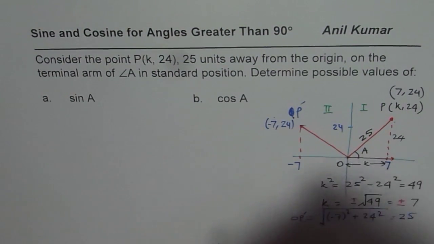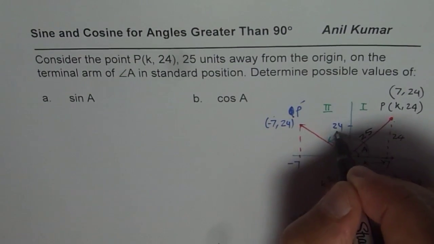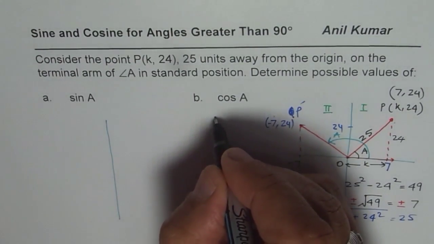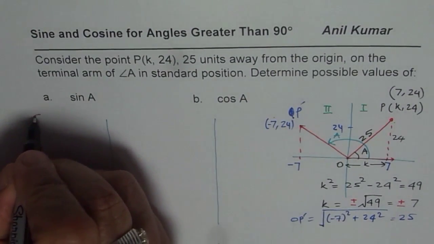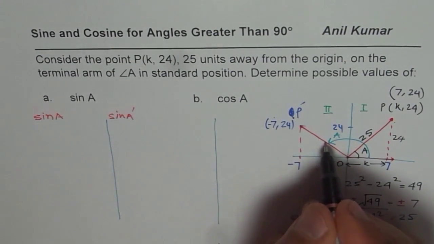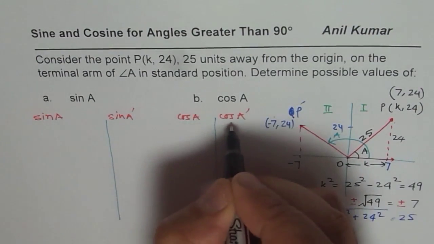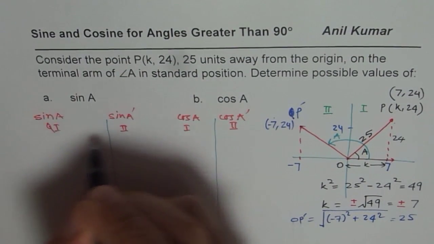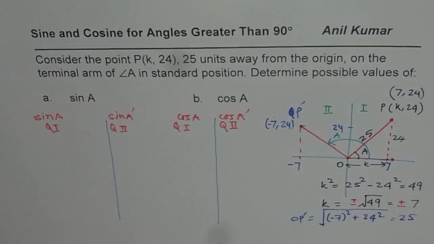In this case, angle A dash will be considered to be this angle. That will be our angle A dash. So that is case 2. We have two cases, so let me draw a line here. We'll calculate for both cases. We'll say sine of A and sine of A dash, which is in quadrant 2. Then cos of A and cos of A dash. These are quadrants 1 and 2. Let me write Q here to make it absolutely clear. Let's find out what these values are.